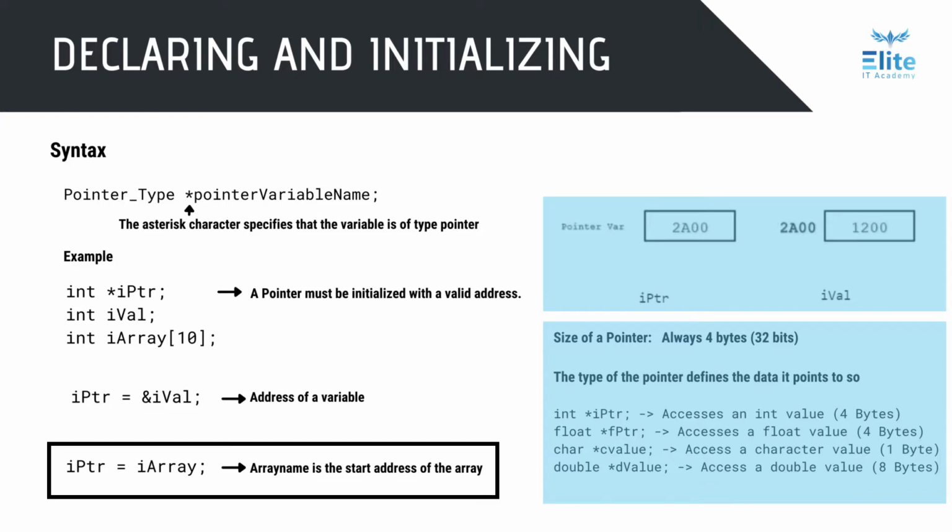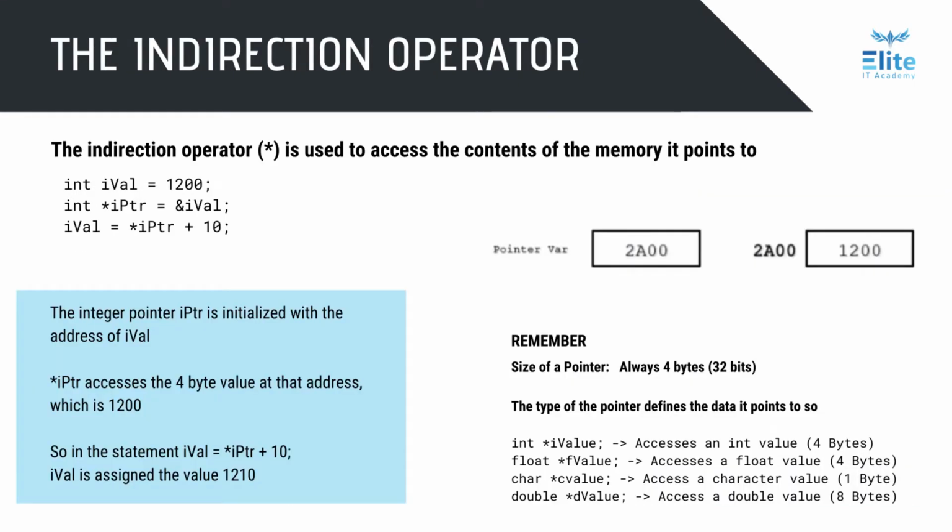Another way of initializing a pointer is by using the array name, in which case it is initialized with the starting address of the array, that is, it points to the first element of the array. Once initialized, a pointer can be used to indirectly address memory.